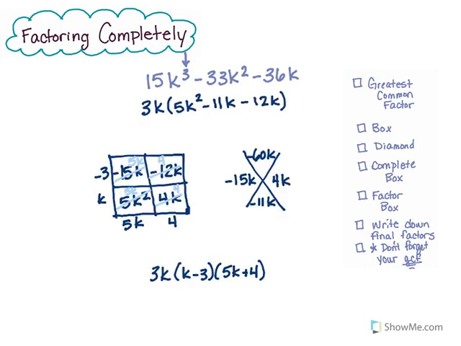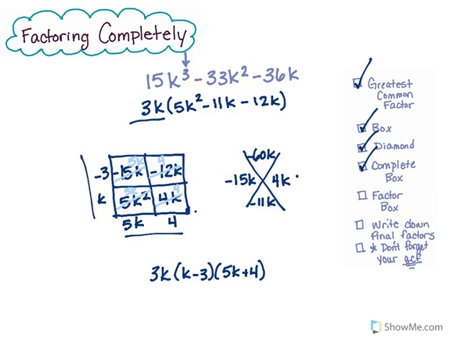Okay, here is my answer. So let's walk through what I did. So first I pulled out 3k because that is my greatest common factor. Then I made my box over here. Then I did my diamond. And honestly, that was the hardest part of this one, was finding the negative 15k and the 4k. You just have to figure out which factors of 60 are going to work to get negative 11. Then I filled in my box with that negative 15k and that 4k.